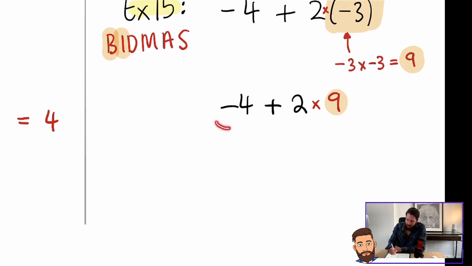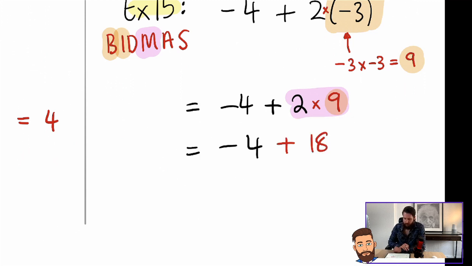Now what does BIDMAS tell us to do? Do we have any brackets? No. Do we have any indices? No. Do we have any division? No. Do we have any multiplication? Yes. We have got some multiplication just here. And what does that tell us? That tells us we need to do 2 times 9.